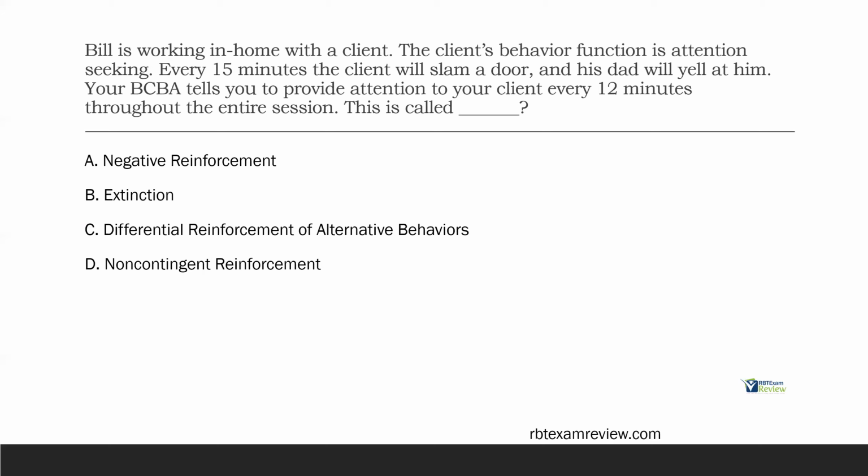We are non-contingently reinforcing. So remember, what is a contingency? A contingency is an if-then statement. If you do this, then you do this. So contingent reinforcement would be if you don't slam the door, then I give you attention. This situation is non-contingent. You're going to give attention no matter what happens. So regardless of what your client is doing at 12 minutes, you provide reinforcement. This is called non-contingent reinforcement. There is no requirement. There's no contingency.